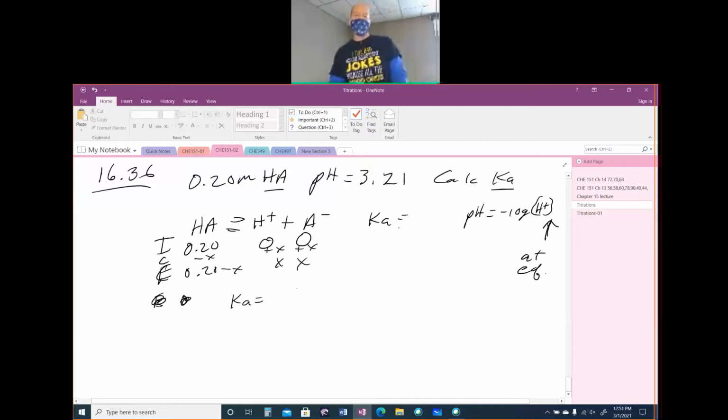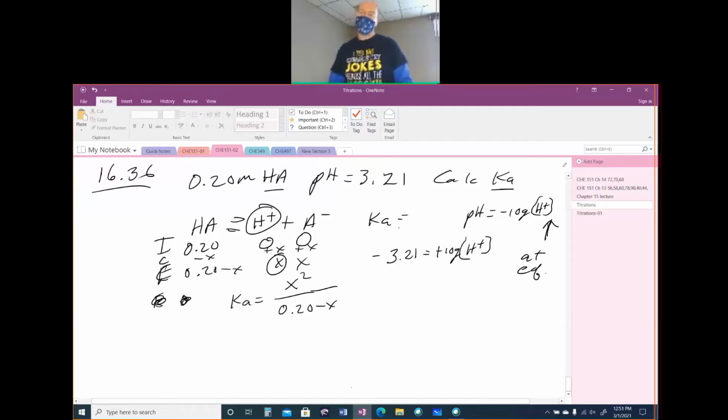So the usual Ka is equal to x squared divided by 0.20 minus x. All right, and we can't have 2 unknowns. We can only have 1 unknown, and that 1 unknown is the Ka. So therefore, we must have enough information to find x. Well, since the H plus concentration is x, and they give us a pH, we then find our concentration of H plus at equilibrium. So you have your 3.21 is equal to the negative log of your H plus concentration. So you take the negative of both sides. So now we have negative 3.21.